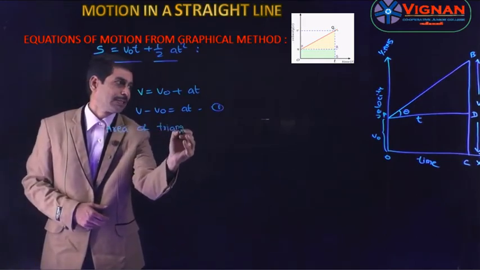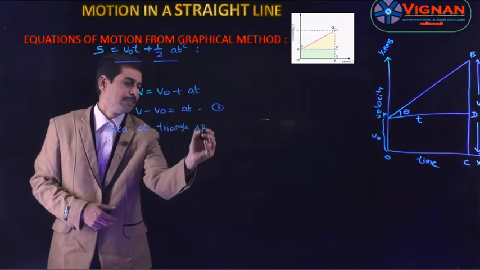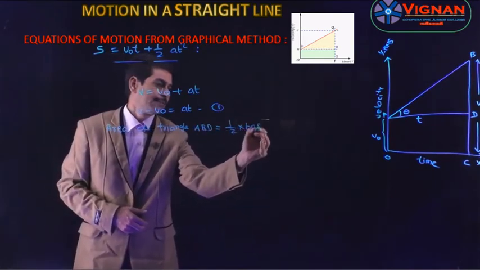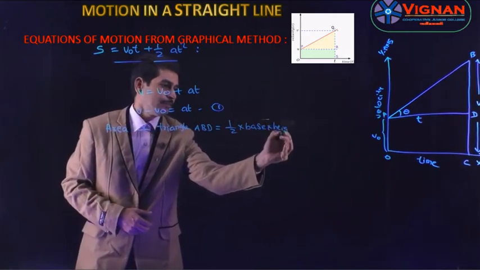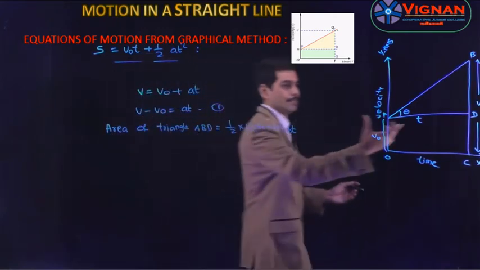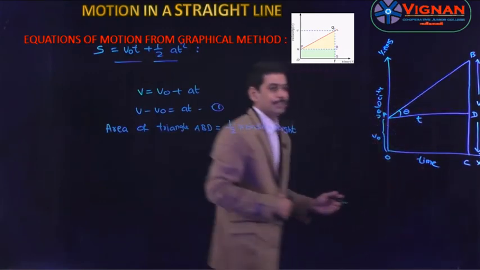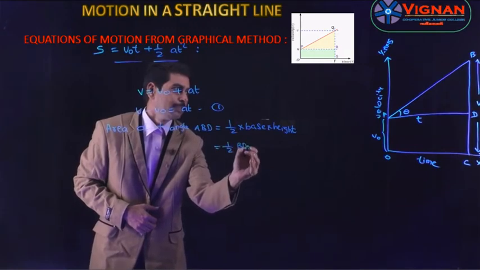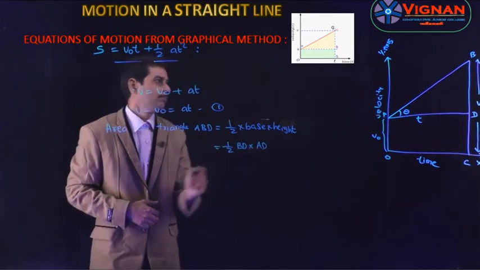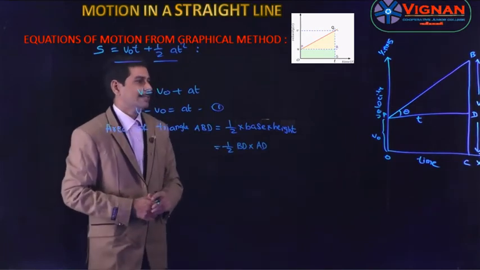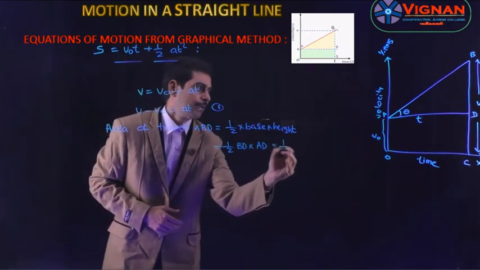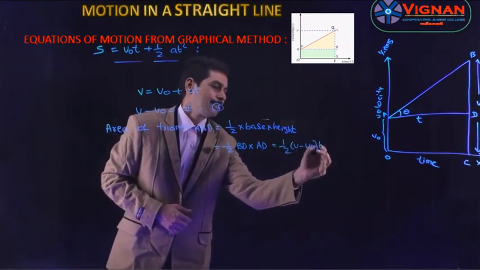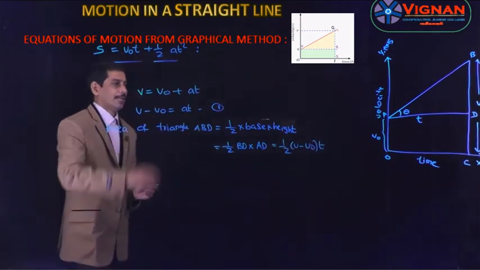So area of triangle ABD is nothing but half into base into height. In this triangle the base is AD and height is BD. So it is equal to half into BD into AD, and we know BD is V minus V naught and AD is T. So here we get half into (V minus V naught) into T. This is the area of the triangle ABD.